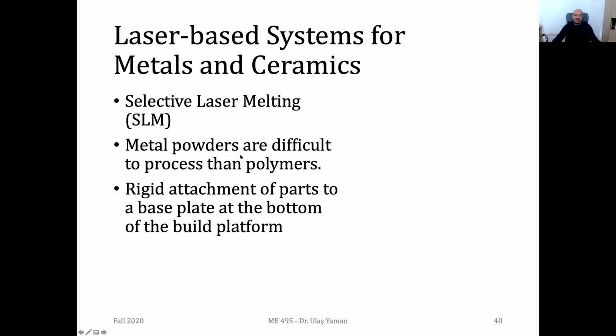And we know that these powders are difficult to process. We need to use high power lasers, but sometimes even those lasers may not be enough. So people start to use an electron beam to melt these powders in a very short amount of time and join them together. Another issue is that we need to have rigid base platforms, base parts actually.